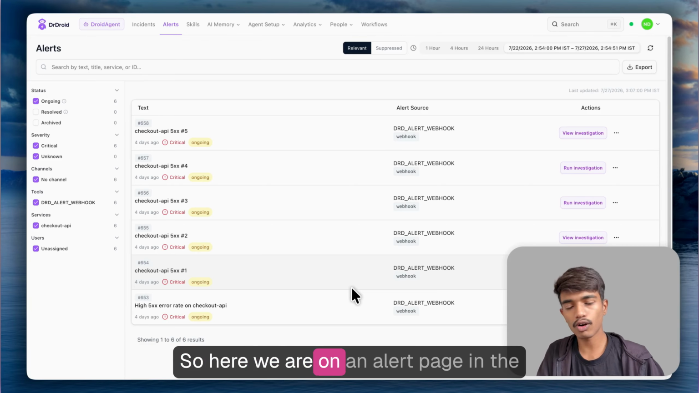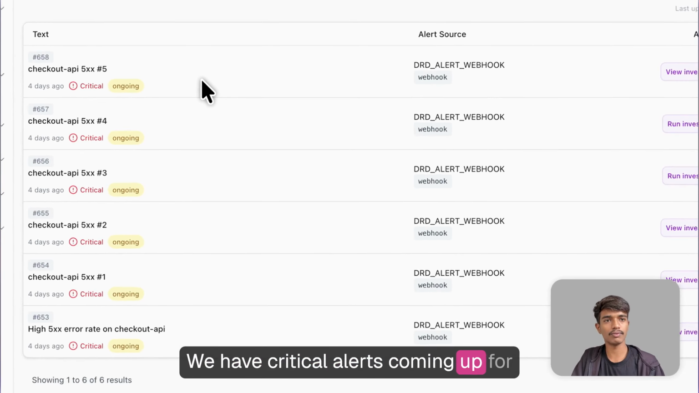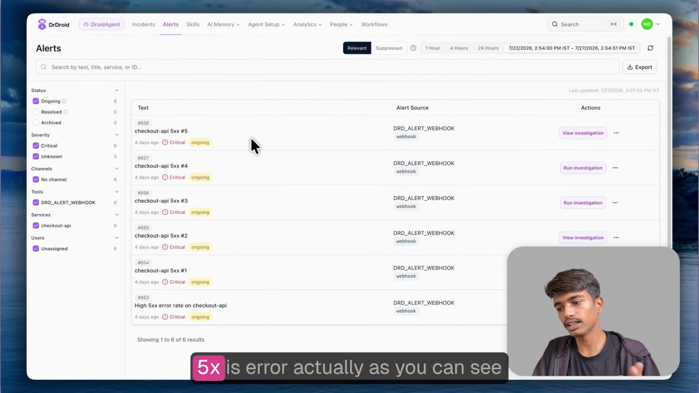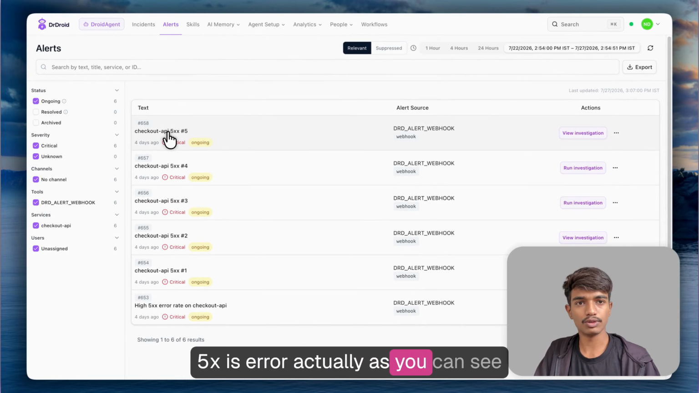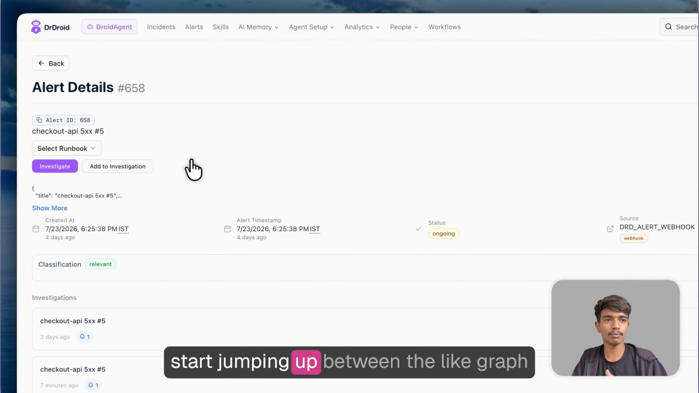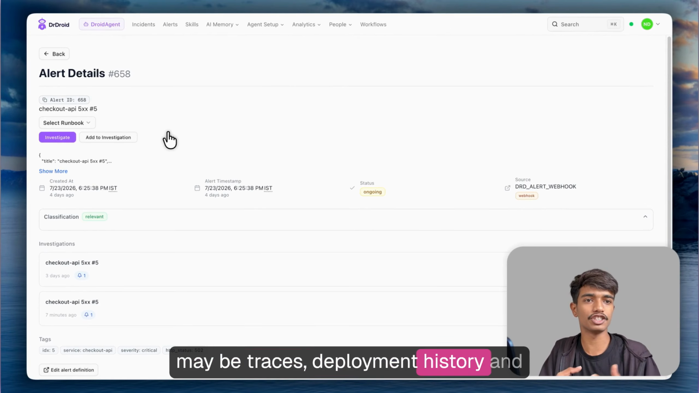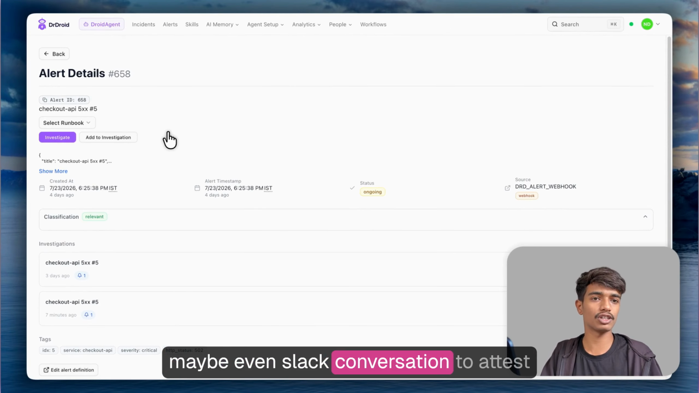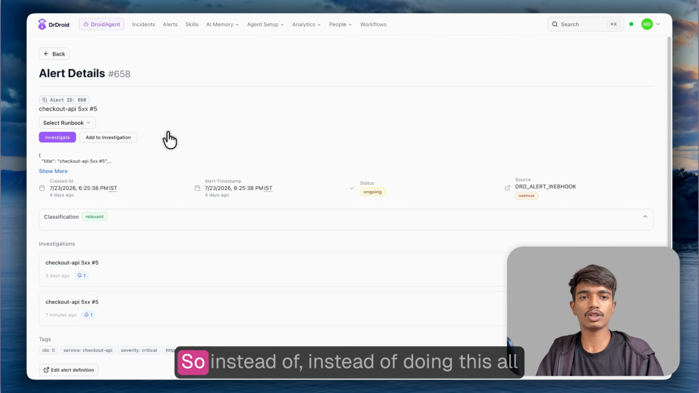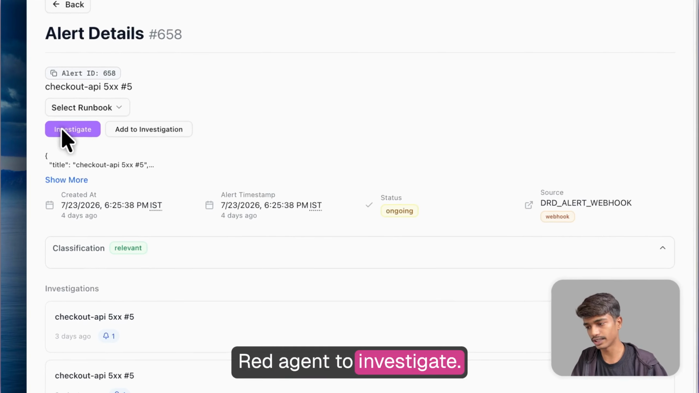So here we are on an alert page. In the DrDroid dashboard, we have critical alerts coming up for checkout API reporting 5xx errors, as you can see here. Normally, this is where an engineer would start jumping between graphs, dashboards, logs, traces, deployment history, and maybe even Slack conversations to stitch everything together, right? So instead of doing all of this, I will just ask the DrDroid agent to investigate.